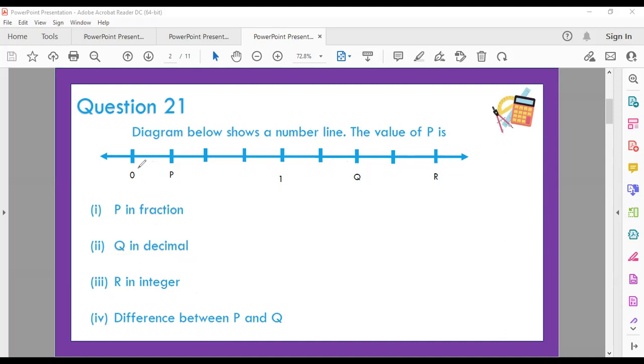Now look at the number line carefully. Find out where's your P, Q, and R. P is here, Q is here, R is here. But there are two more numbers that's really helpful, which is this 1 here and the 0. Now from 0 to go to 1, this is all divided into smaller parts. So if it takes from 0 to 1, it's divided into how many parts? 1, 2, 3, and 4.